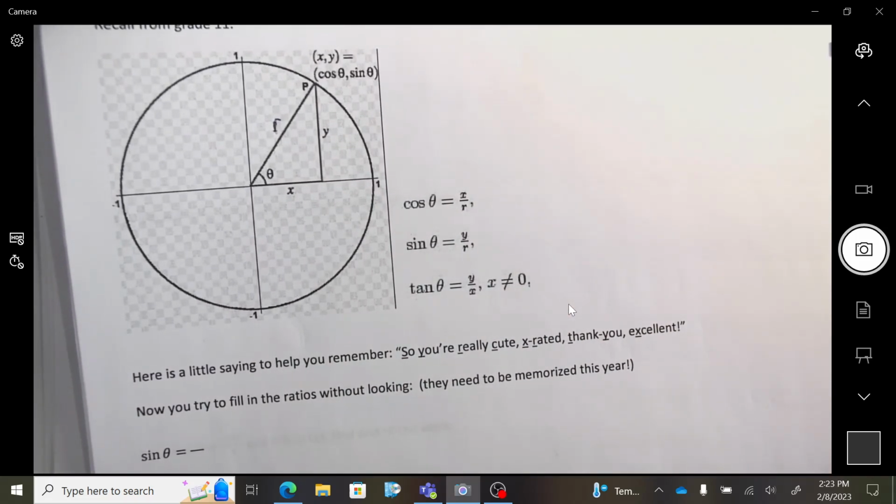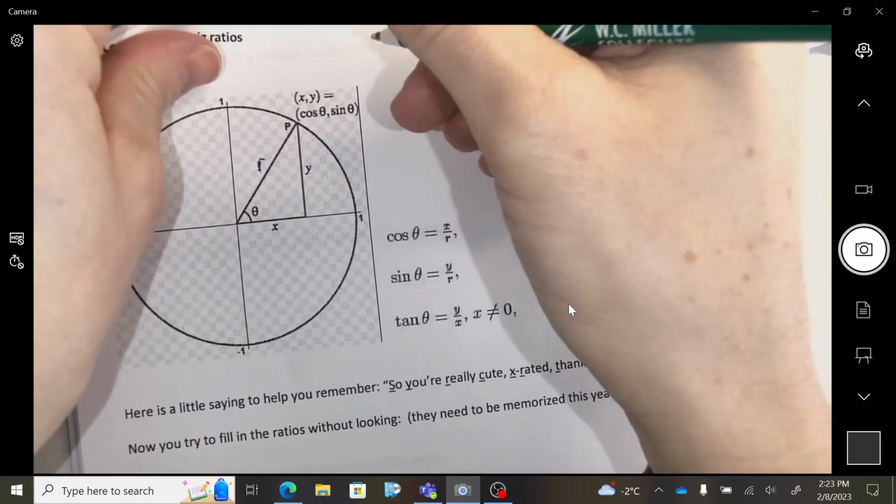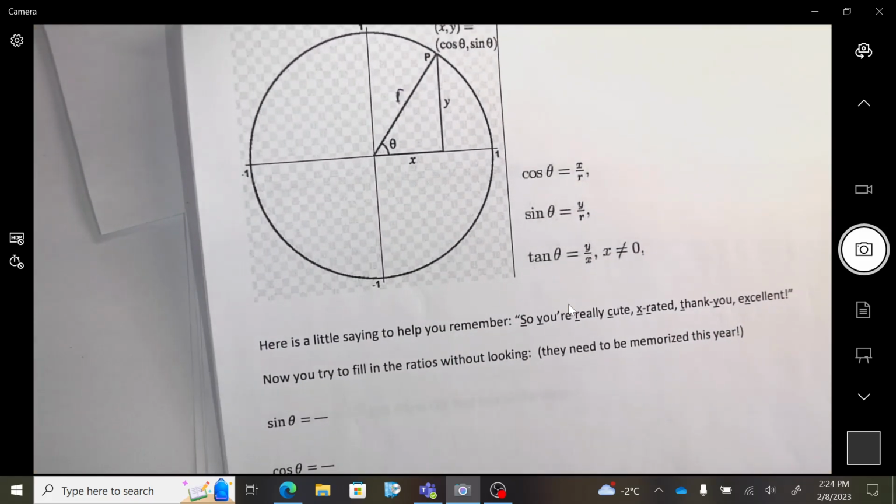Okay, I have a little acronym to help you remember this because the day before your test, I'm going to give you a memory quiz. On your memory quiz, you're going to have a blank unit circle to fill in and these ratios. So here's the acronym. Let's write it down here.